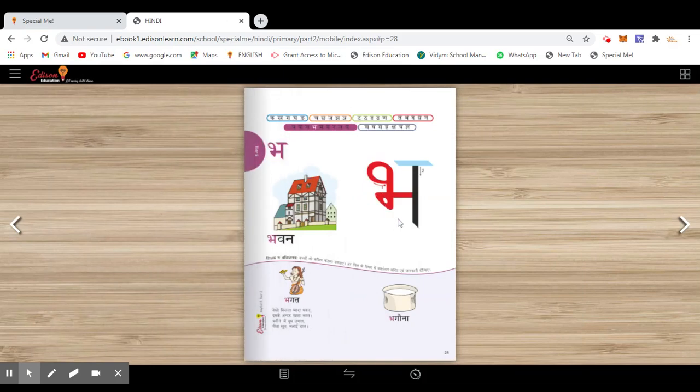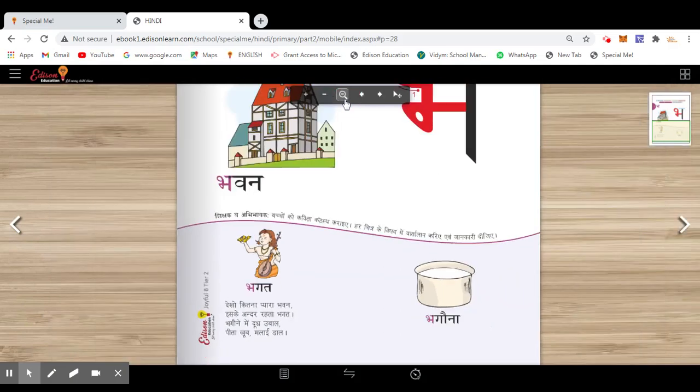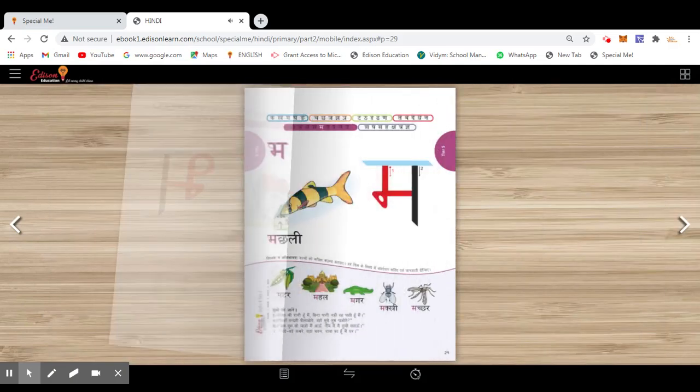Now look at the next व्यंजन. कौन सा व्यंजन है ये? व्यंजन भ. भ से भवन. नेक्स्ट, भ से भगत. भवन में कौन रहता है? भगत. नेक्स्ट, भ से भगोना. देखो कितना प्यारा भवन इसके अंदर रहता भगत. भगोने में दूध उबाल पीता खूब मलाई डाल. So students, you have to revise rhyme as well, right? Now come to the next व्यंजन.